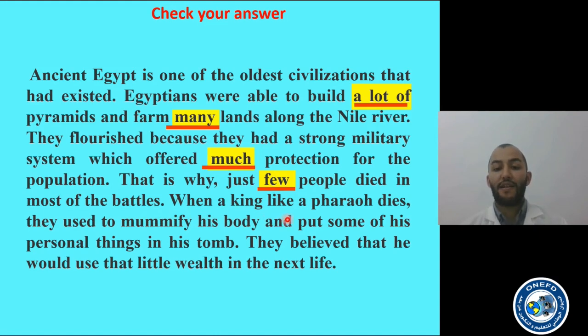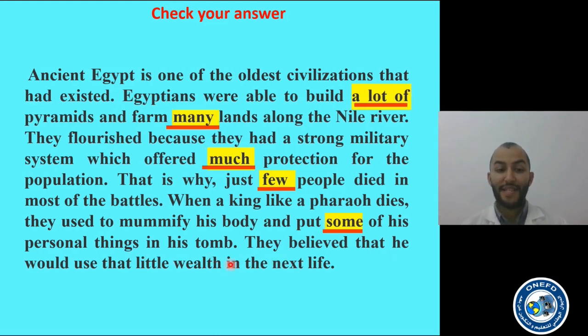When the king, like a pharaoh, dies, they used to mummify his body and put some of his personal things in his tomb. Yeah, some, okay, some of his personal things, okay? Not all of his personal things, just some of his personal things in his tomb. They believed that he would use that little wealth in his next life. What did I just say? That little wealth, yeah, that little wealth. This is little wealth. This is the last one.